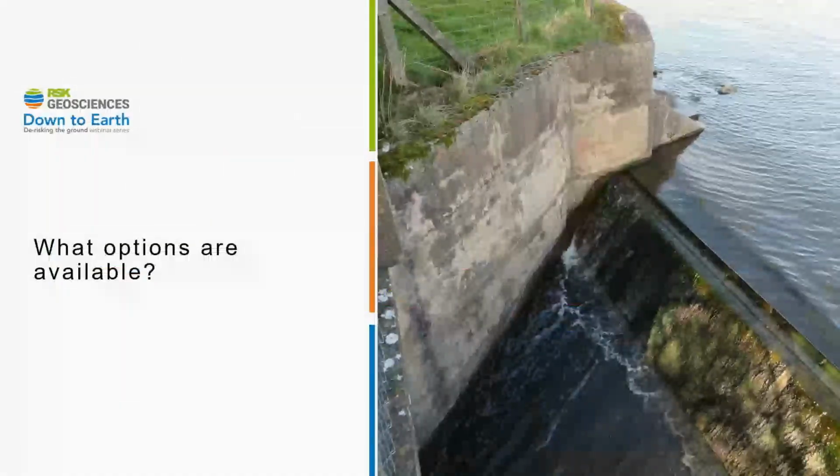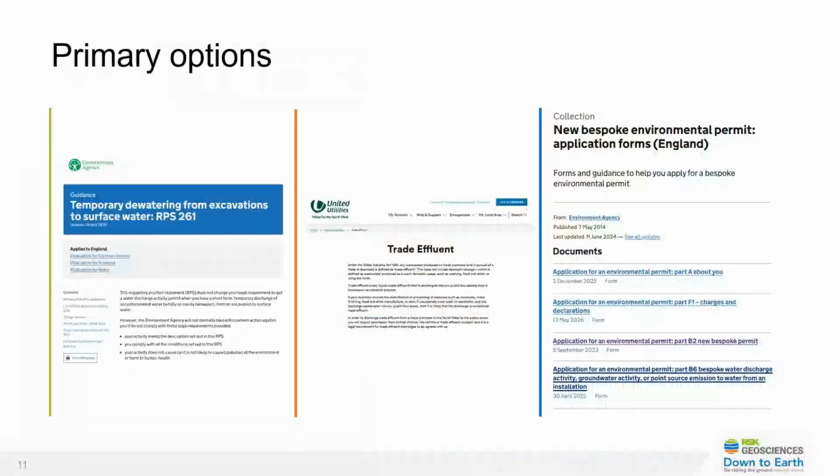So we'll talk about three primary options that are available when it comes to construction surface water discharge. The first one we'll very briefly touch upon: RPS 261, or temporary dewatering from excavations to surface water. You may not need an environmental permit if you meet the requirements of this regulatory position statement. Trade effluent consent is required for discharging trade effluent, which can also include certain rainfall related waters from construction sites, and this discharges into foul or combined sewers, and that's obtained from the local water company.